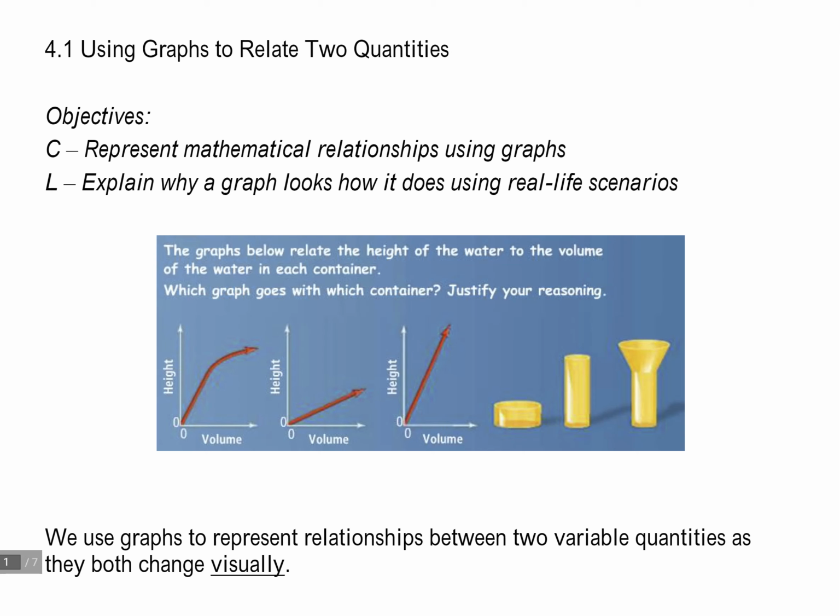Okay? So let's take a look at this problem here. The graphs below relate the height of the water to the volume of the water in each container. So if you look at those containers, imagine filling them with water. You have a little stream of water going into each of those containers, and each stream is equally pouring into each container. So which graph goes with which container? And then justify your reasoning. When you see justify your reasoning here, that is saying explain how you know.